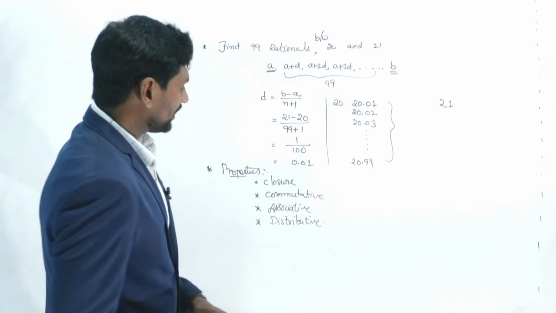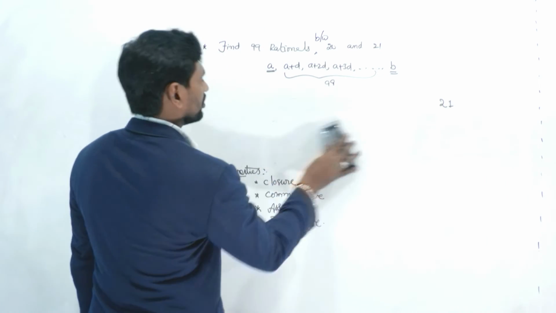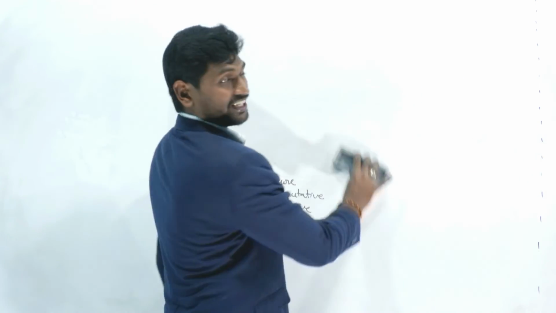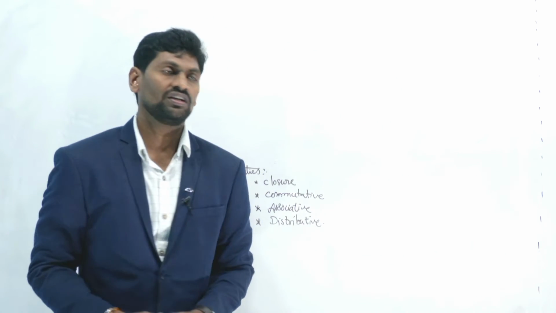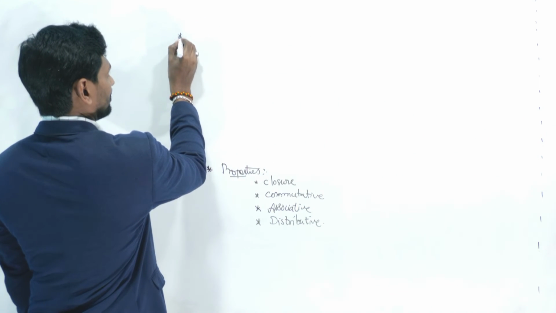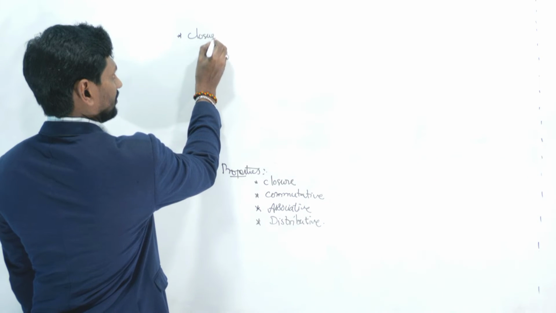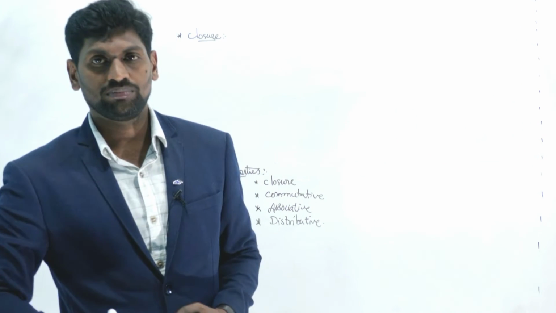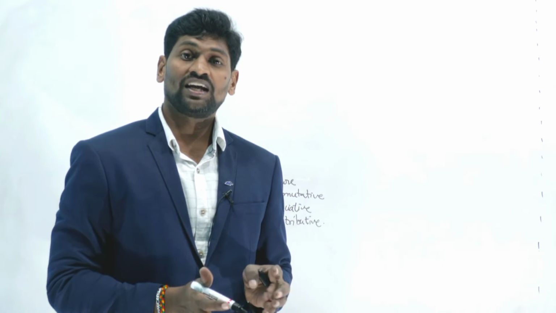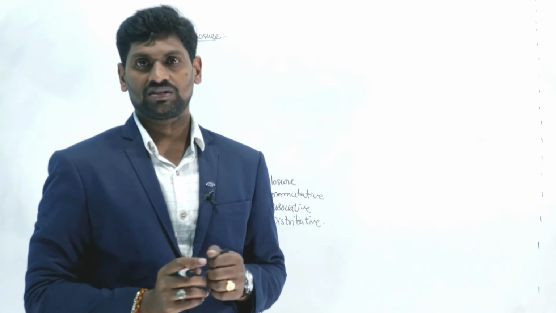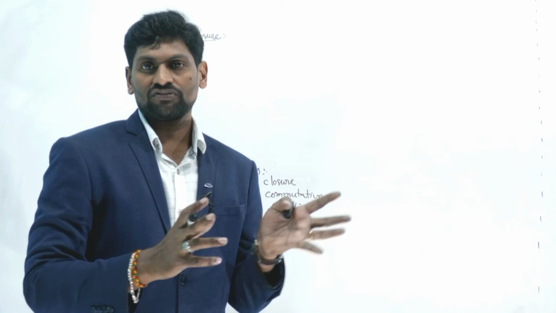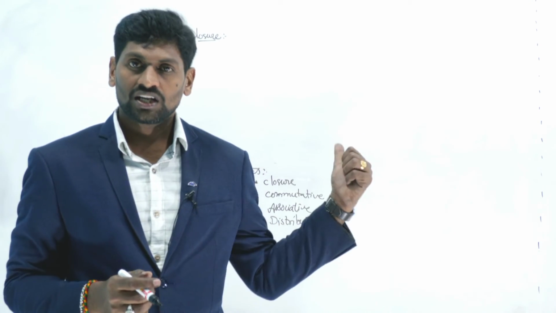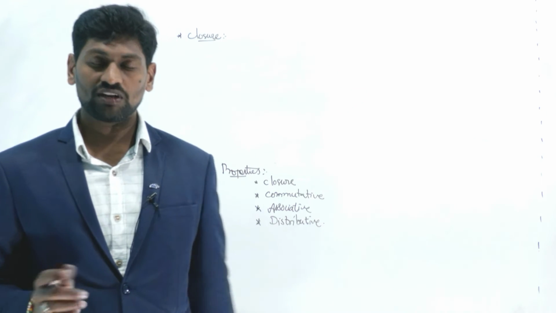Okay? So let us see the closure property. What is closure property? Closure property is nothing but when you take any two rational numbers, their sum is also a rational number, or their product must also be a rational number. If a set of numbers satisfies these conditions, we can say that the numbers follow the closure property.